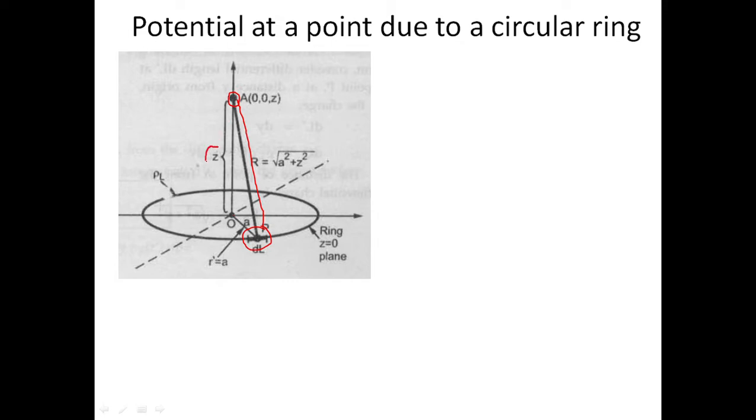So that is given by z. We are taking the point on z axis. So z is nothing but the distance between the center of the ring to the point where we are calculating the potential. And this capital R is, by Pythagoras theorem, root of a square plus z square. So we know what is the exact distance now between this differential length and this point A, right?